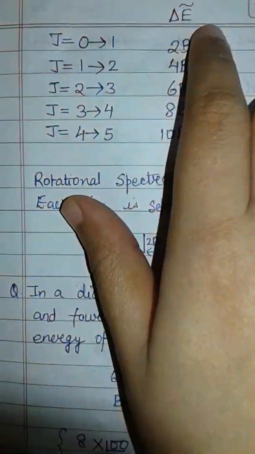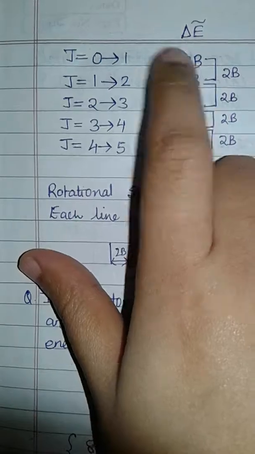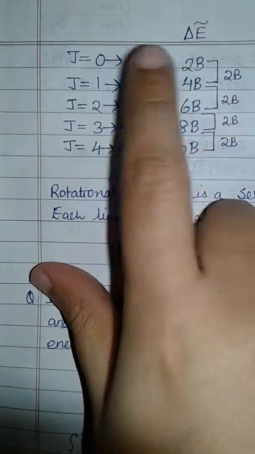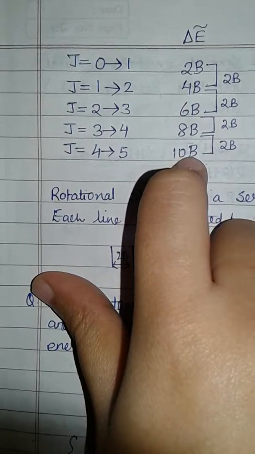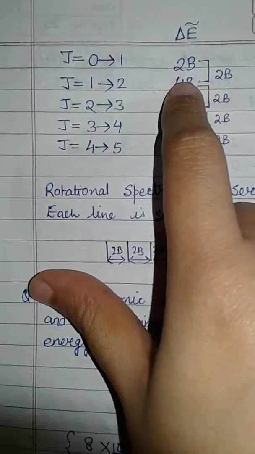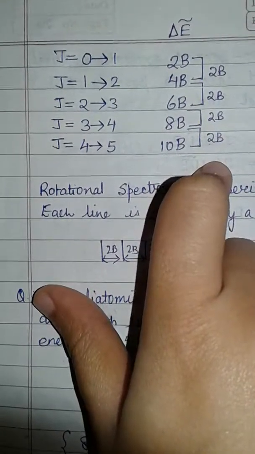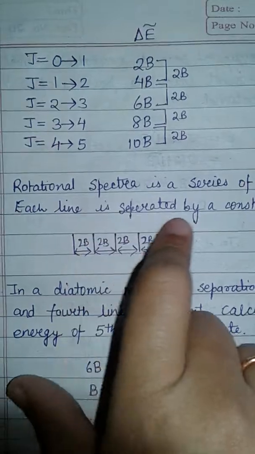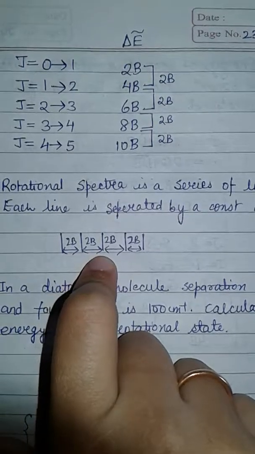Now the delta E values for the following transitions are: for the transition 0 to 1, we have 2B. For the transition of J equals 1 to 2, it is 4B delta E value. Then for the transition 2 to 3, it is 6B, then it is 8B, then it is 10B, and so on. So the difference between any consecutive transitions is 2B. So rotational spectra is a series of lines, and each line is separated by a constant, that is 2B.